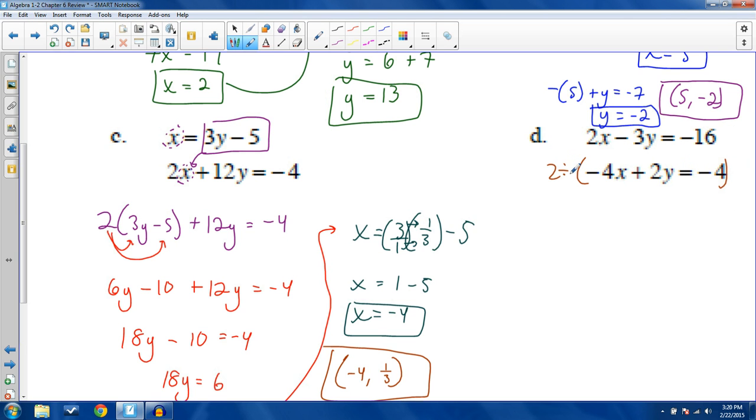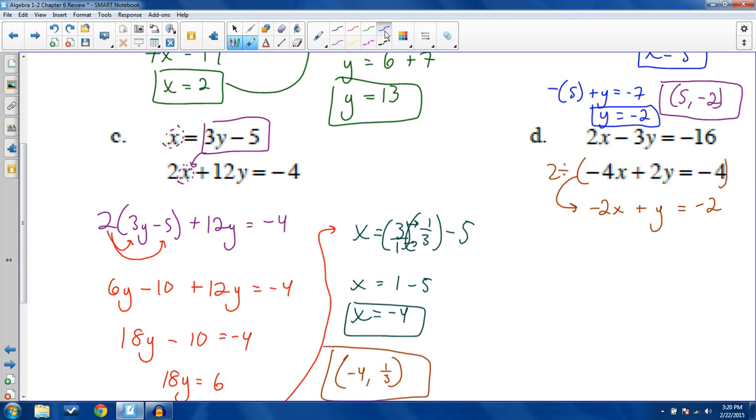When I write divided by 2, I mean everything's going to divide by 2. So instead of these numbers here, negative 4x divided by 2 is negative 2x. Notice what happened was I still lined these up. 2x, negative 2x. 2y divided by 2 is 1y, or just y. Negative 4 divided by 2 is negative 2.